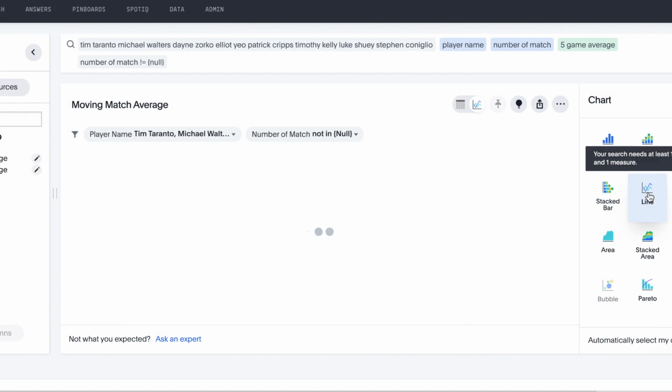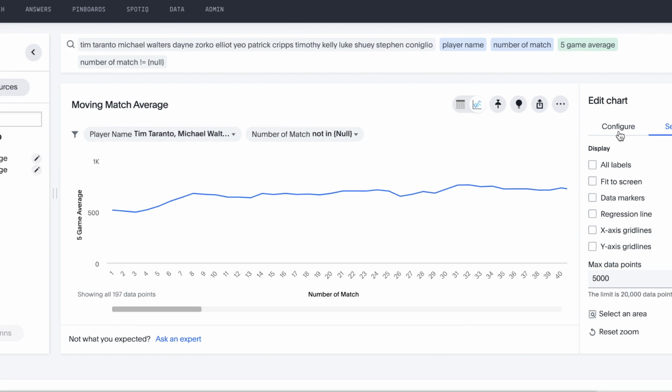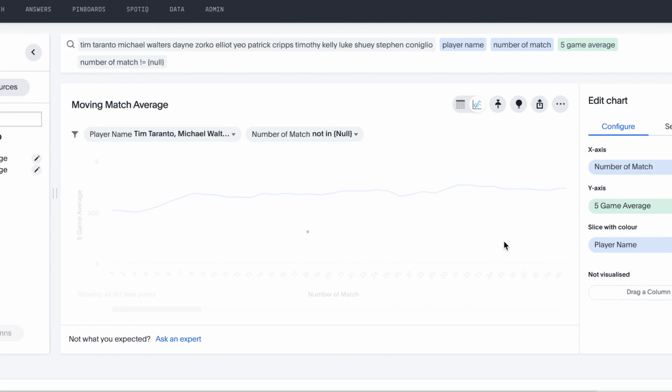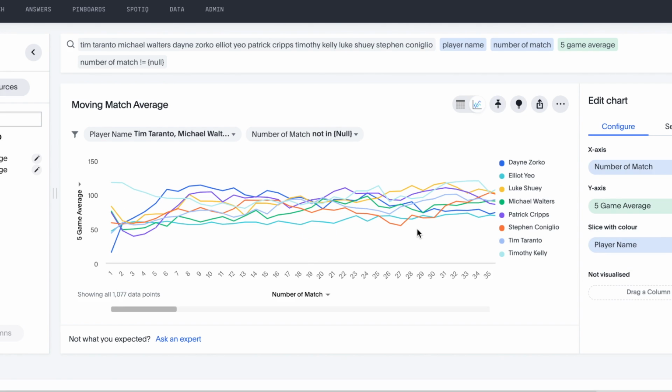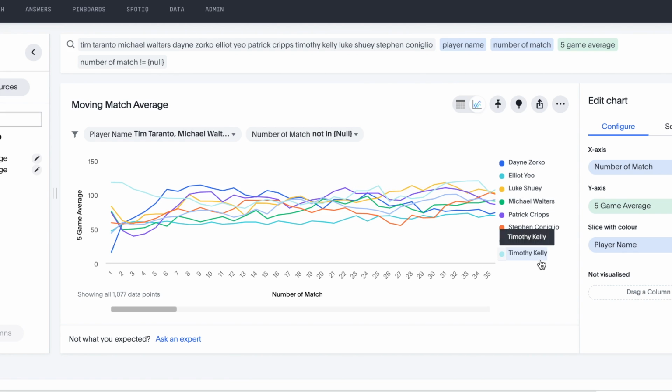Make this a line chart. And let's just configure this so we can see the individual players. So this is a little bit busy, obviously having a look at all the players at the same time. So we're going to have a look at them one by one.